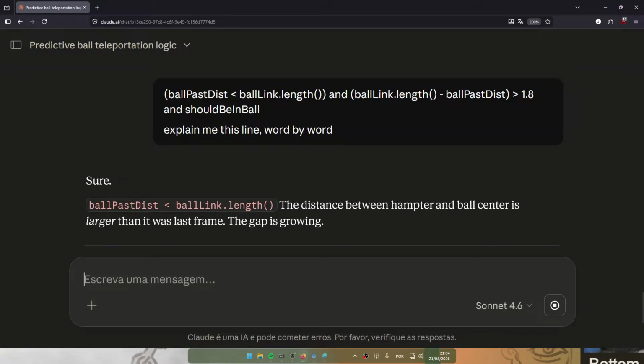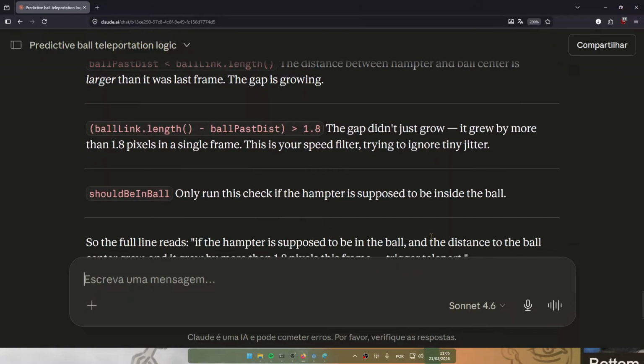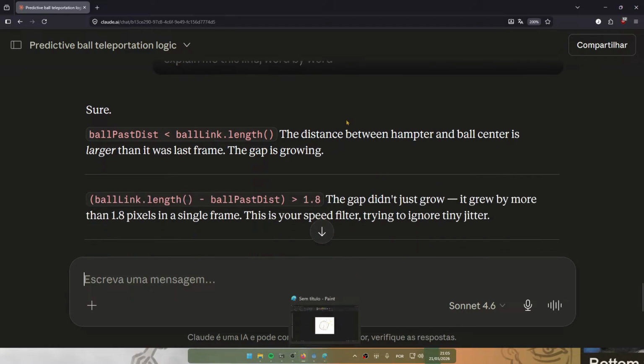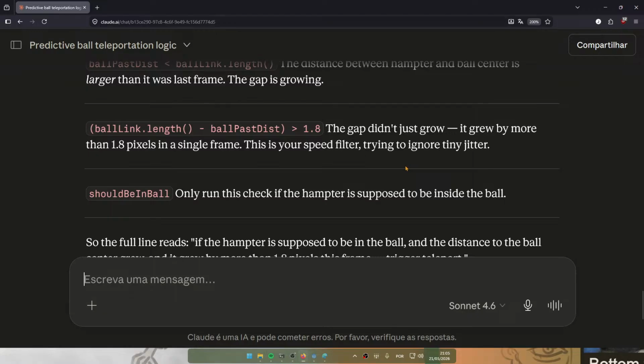Sure. Ball pass distance bigger than bowling length. The distance between the hamster and the center of the ball is larger than it was last frame. The gap is growing. Speaking, the gap didn't just grow, it grew by more than 1.8 pixels in a single frame. This is your speed filter trying to ignore tiny jitter.